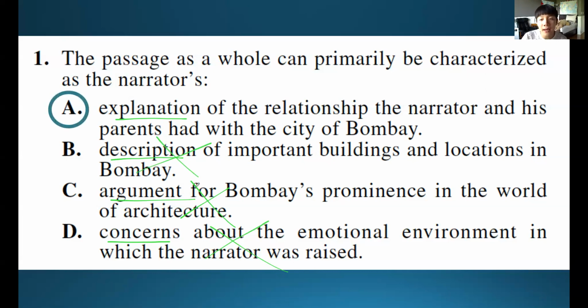And our answer is A because it's explaining, and this is what I said earlier, right? Basically when you finish reading the passage, you're thinking, well, this is the relationship between the narrator and his parents and Bombay, right? Basically a triangular relationship, right? So this is a perfect answer, right?